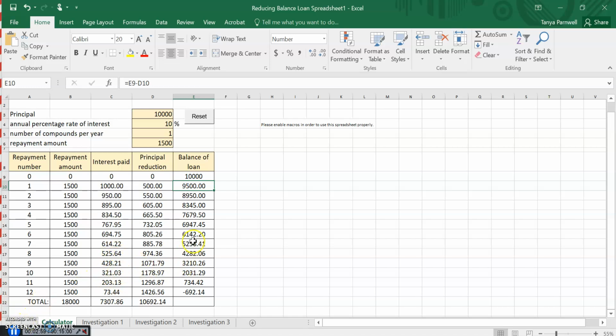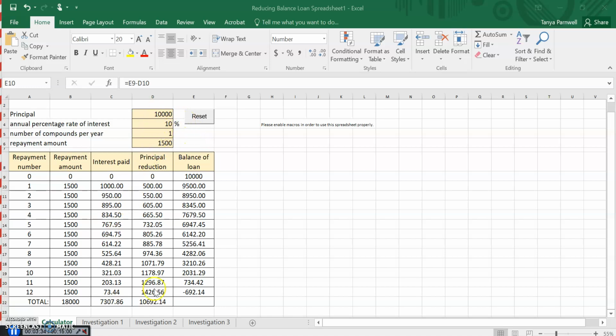And the reason that's happening is because our loan balance has decreased substantially, and therefore the amount of interest that we're charged has decreased as well. The key to paying off a home loan quickly, then, is to be able to reduce the balance of this loan quickly so that less of our repayment is going towards interest and more of it is going towards our principal reduction. So let's have a look at what happens to the length of the loan, the term of the loan, if we change the annual percentage interest rate.